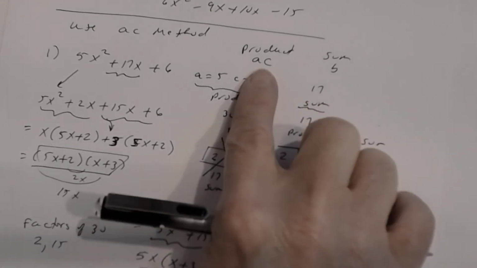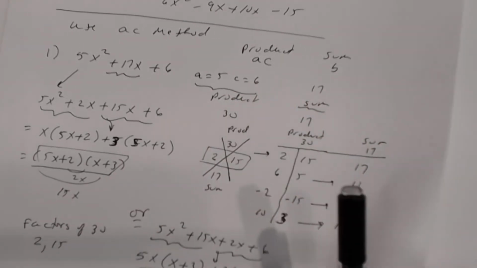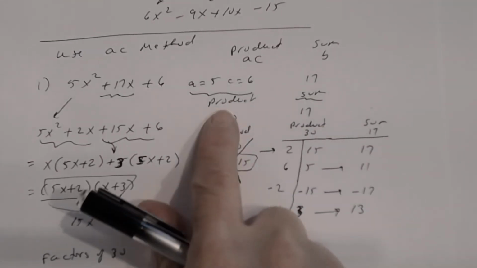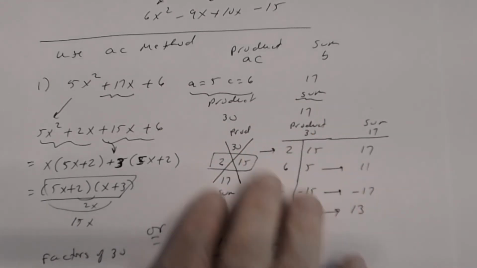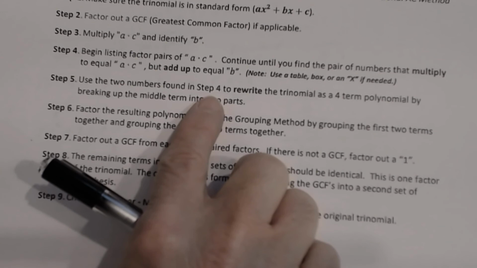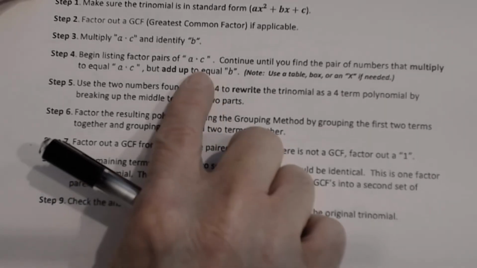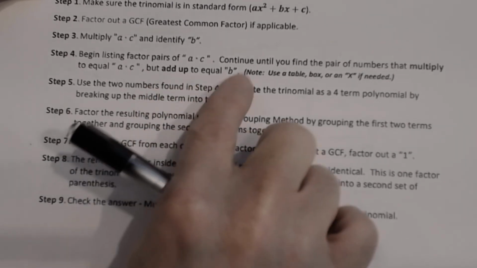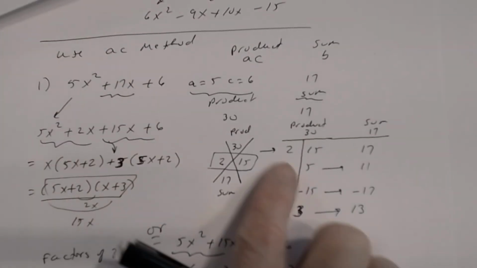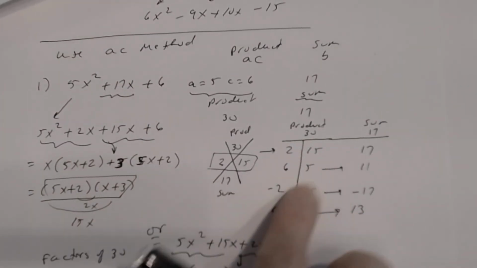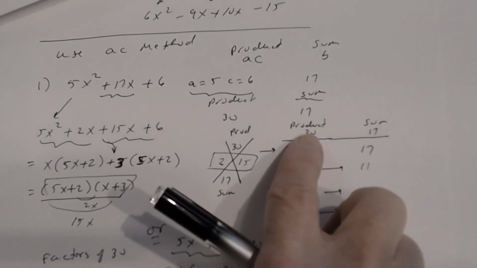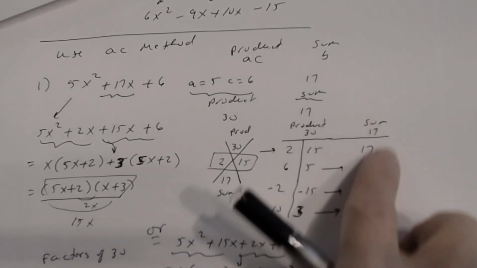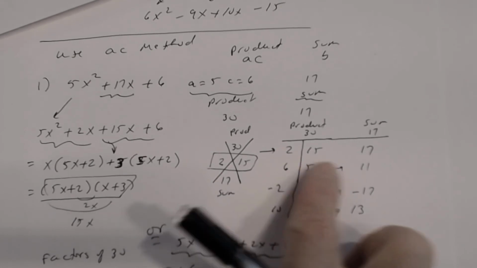Once you find your product and sum, then you're going to use this approach. So you want to find two numbers. You want to find two numbers whose product is AC and whose sum is B. So you're going to find two numbers whose product is AC and whose sum is B. Okay, product, sum.